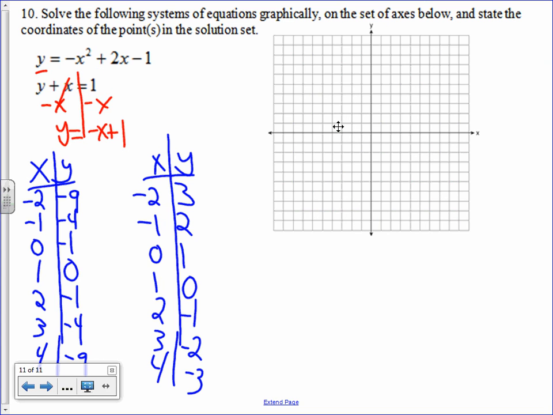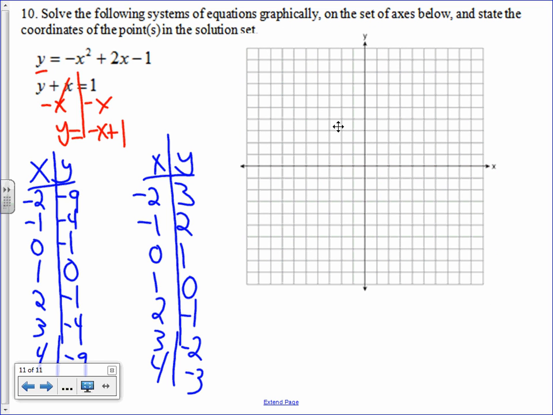From here, I plot the points. -2, -9; -1, -4; 0, -1; 1, 0; 2, -1; 3, -4; 4, -9. There's my parabola. -2, 3; -1, 2; 0, 1; 1, 0; 2, -1; 3, -2; 4, -3. There's my line. You can label what we just graphed. This is y equals -x squared plus 2x minus 1. And here I have y equals -x plus 1.